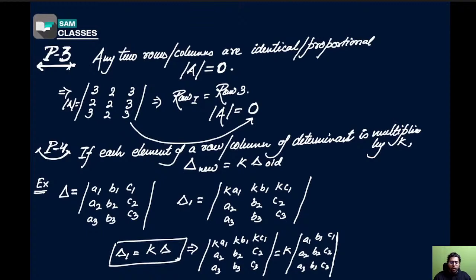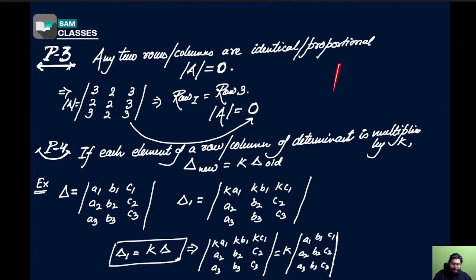Next. If any two rows or columns are identical, meaning the same, or in the same ratio, meaning one is double the other, triple the other, 4 times the other, or half of the other, then directly you can put 0. Directly you can put 0. How? We subtract it, nothing more than that.